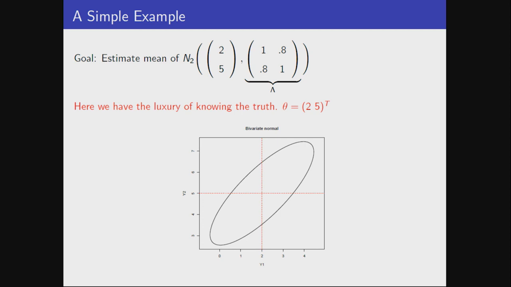Of course, here we have the luxury of knowing the mean, 2 and 5. Okay, then that's going to help us in trying to demonstrate how this package works. All right, so I'm going to kind of want you to remember lambda a little bit.